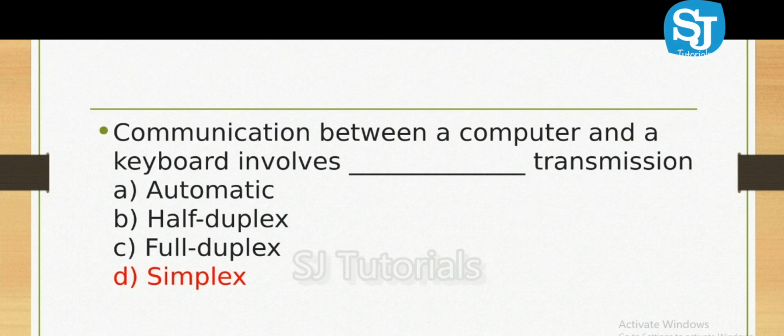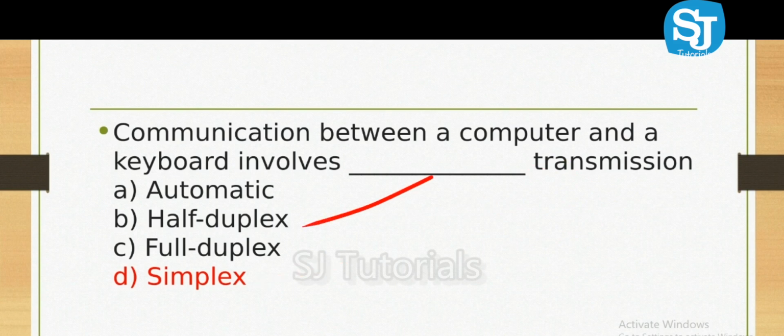Then the second question: communication between a computer and a keyboard involves dash transmission. The options are automatic, half duplex, full duplex, and simplex. You must know these terms. First of all, simplex means we can transfer data in only one direction. For example, if a train passes on a rail with only one track, we can travel in only one direction. This mode is called simplex.